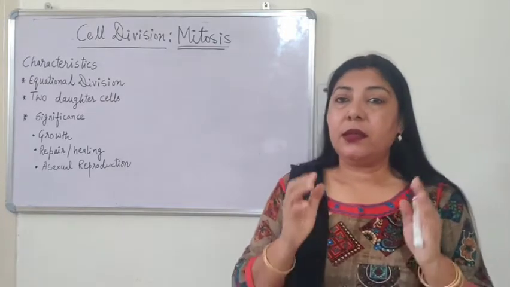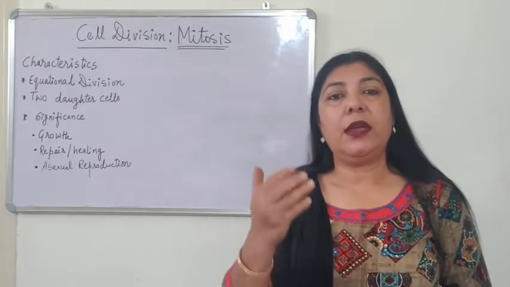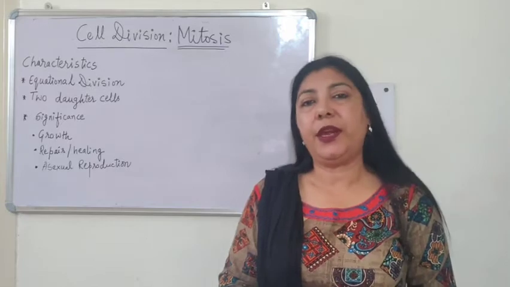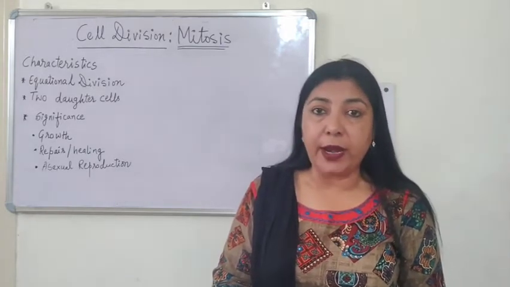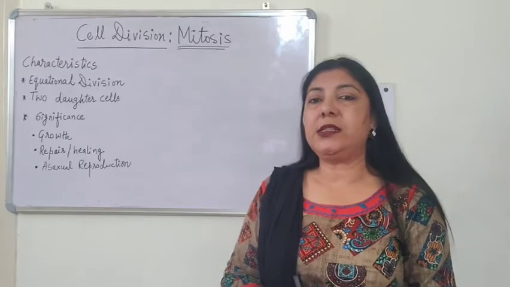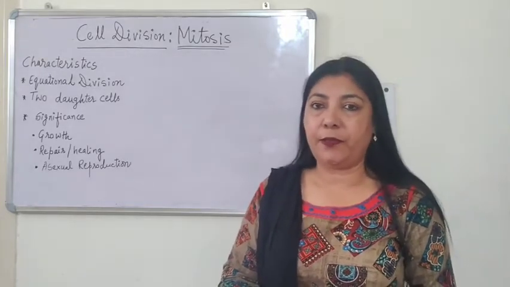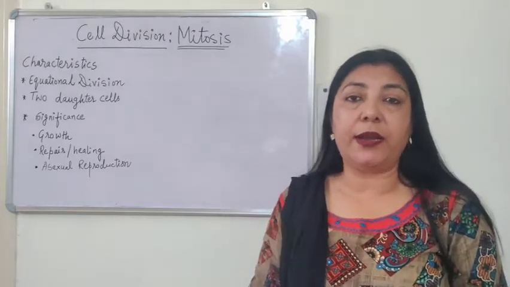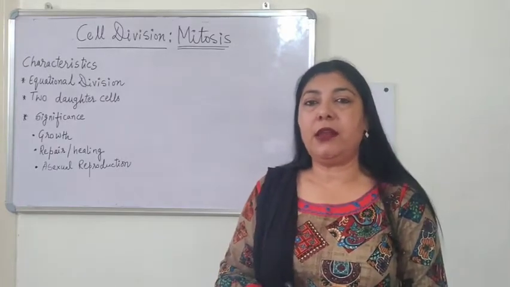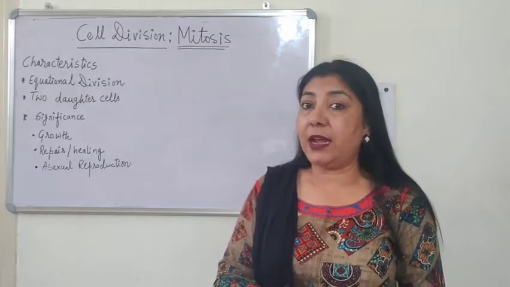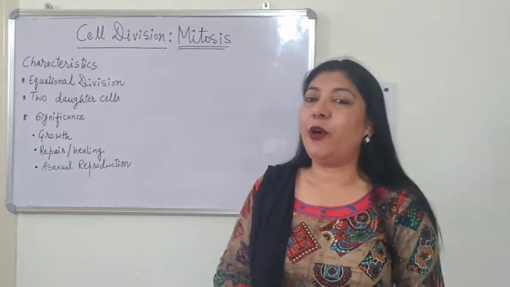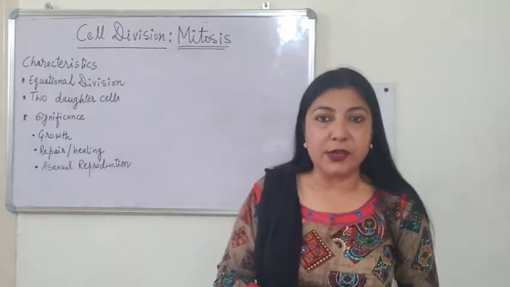The reason is that the number of chromosomes present in the daughter cells after mitosis remains the same as present in the parent cell. If the parent cell is diploid, that is 2n, the number of chromosomes in the daughter cells will also remain 2n, that is diploid. But if the parent cell is haploid, that is n, after division the number of chromosomes in the daughter cell will also remain n. So we can say that mitosis can take place in both haploid as well as diploid cells. So it is called an equational division.